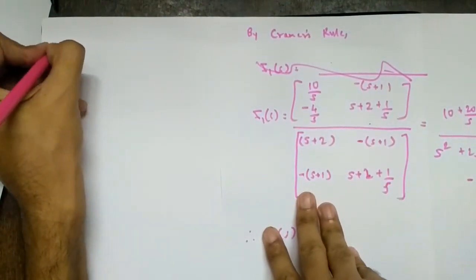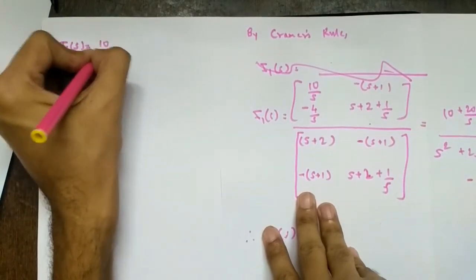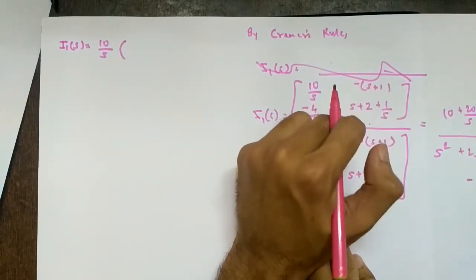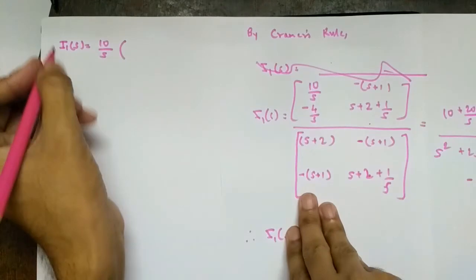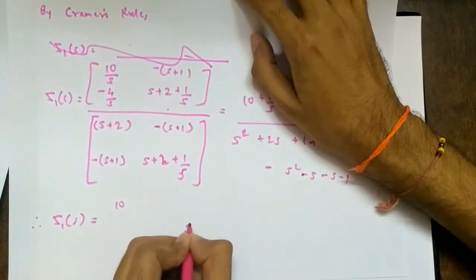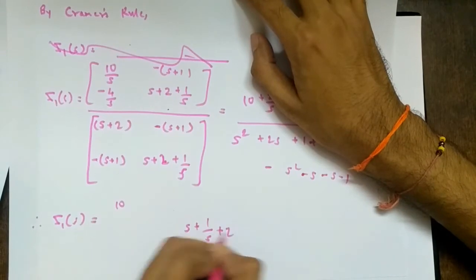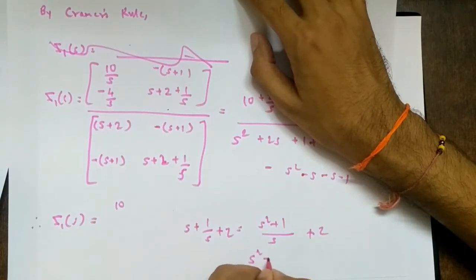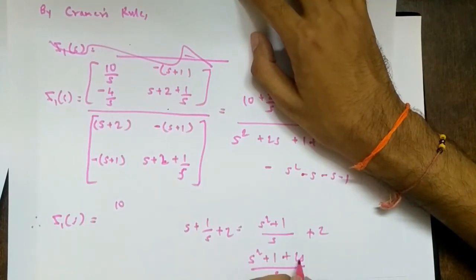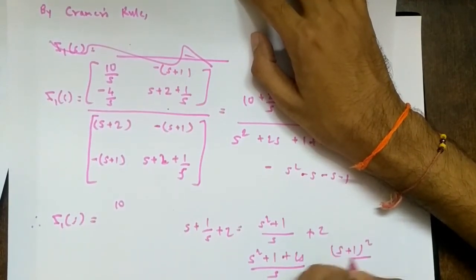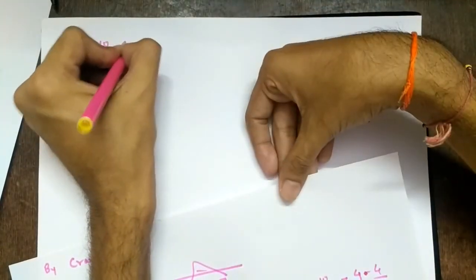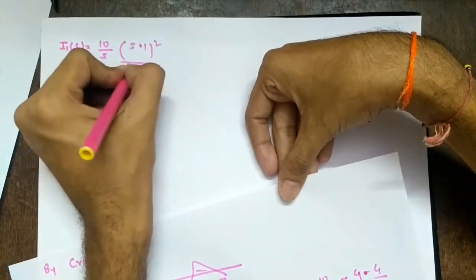Yeah. So I1 of S equal to what will it be? 10 by S. As I said, you take LCM. So what will it be? S square plus 1 by S. Right? So if I take this, it will be S plus 1 by S plus 2. It is the same thing. So S square plus 1 upon S plus 2. So what will this be? S square plus 1 plus 2S upon S. So if you see, S square plus 2S plus 1 means S plus 1 the whole square upon S. Right? So we are getting something better. So it is S plus 1 the whole square.